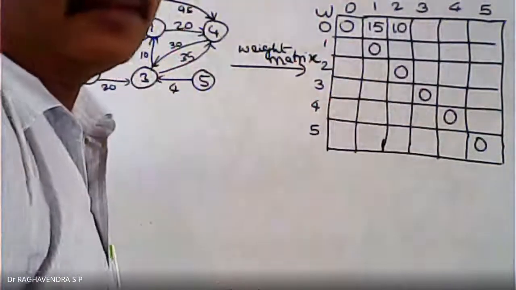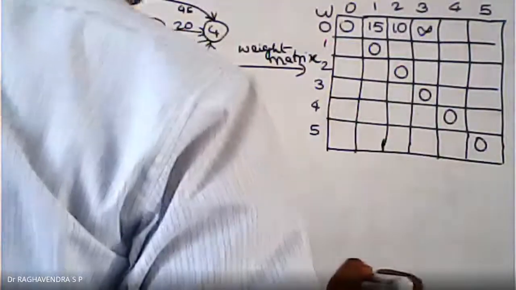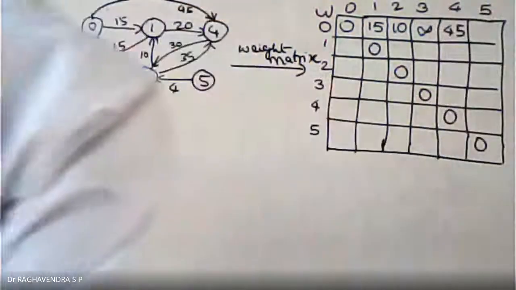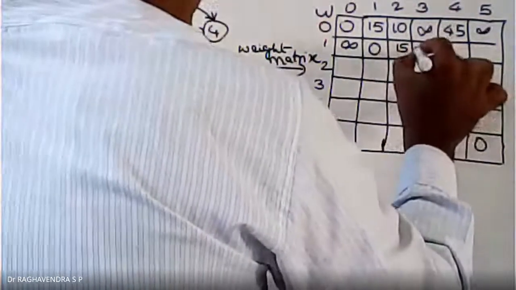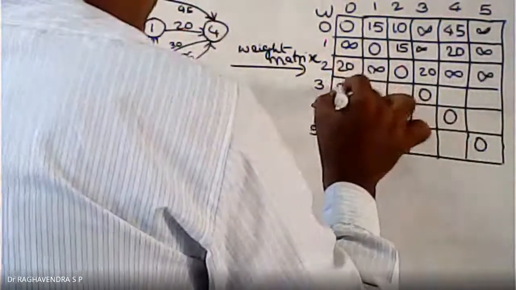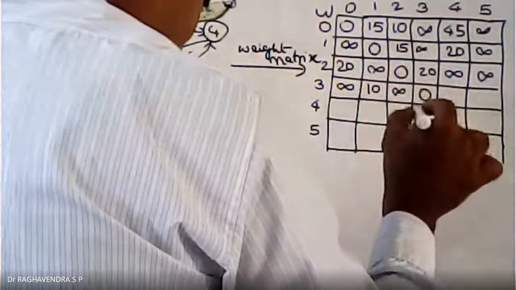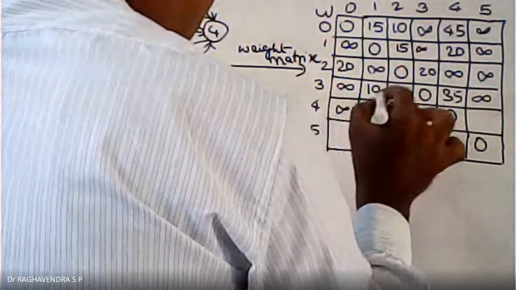we write infinity. 0 to 4, 45. 0 to 5, infinity. So like this, till all the values: infinity, 0, 15, infinity, 20, infinity, 20, infinity, 30.